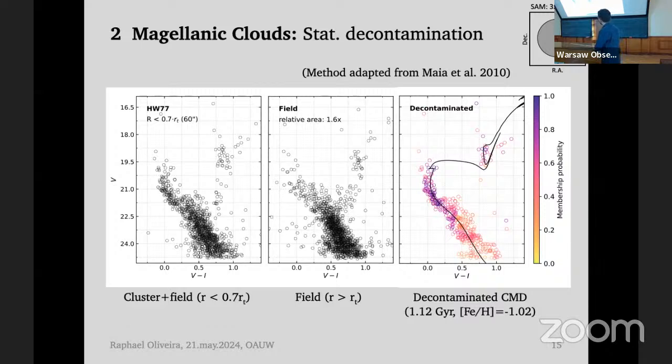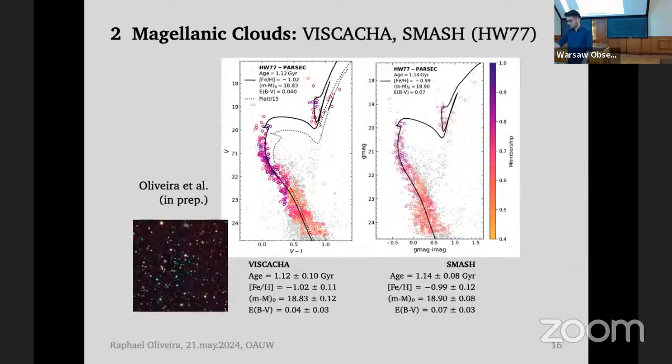For example, in this case, the isochron fitting could be confused for an older main sequence turn-off, if the field is considered here. But we see that it's probably a cluster of 1 billion years. So, yeah.